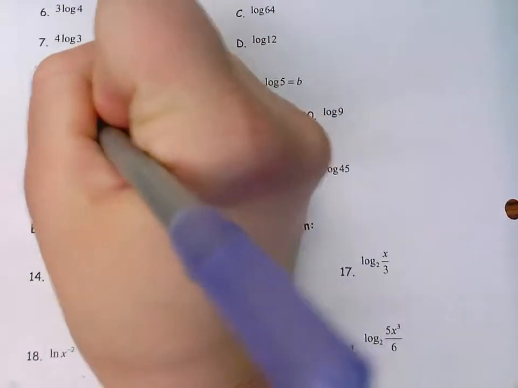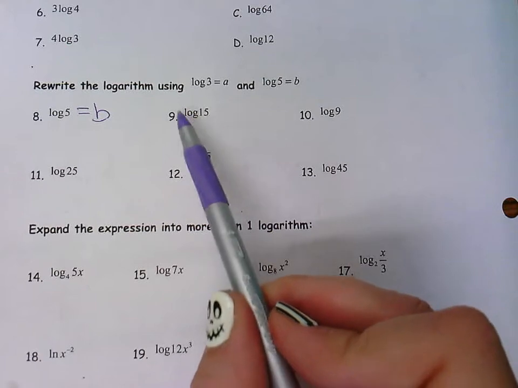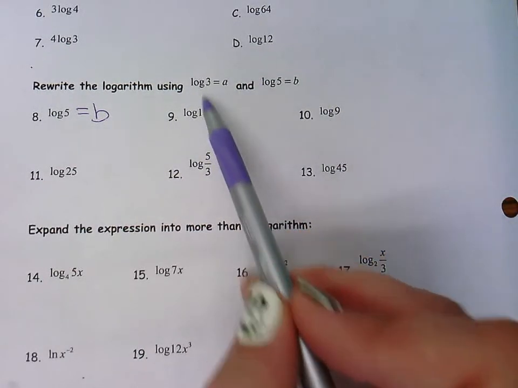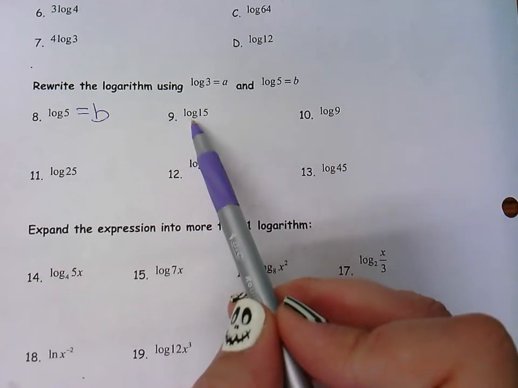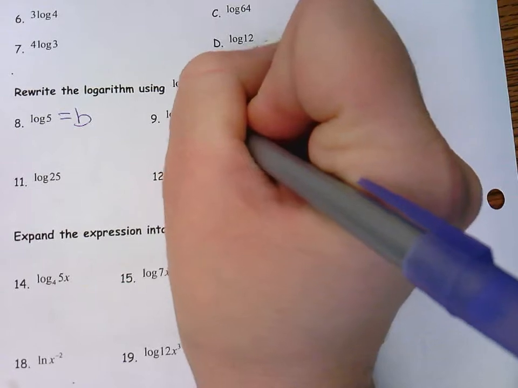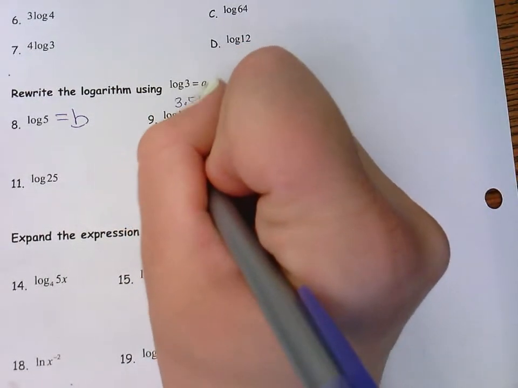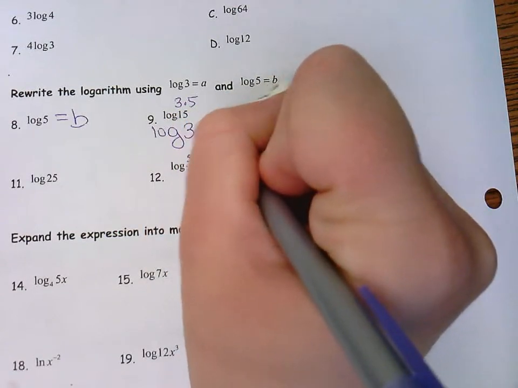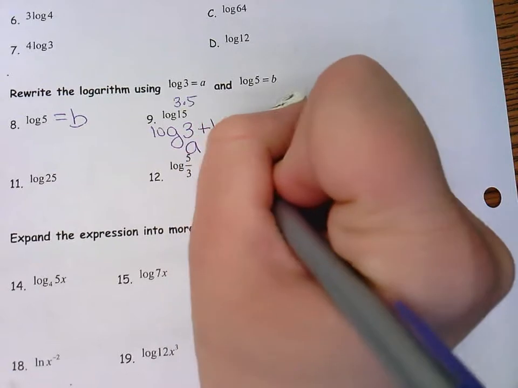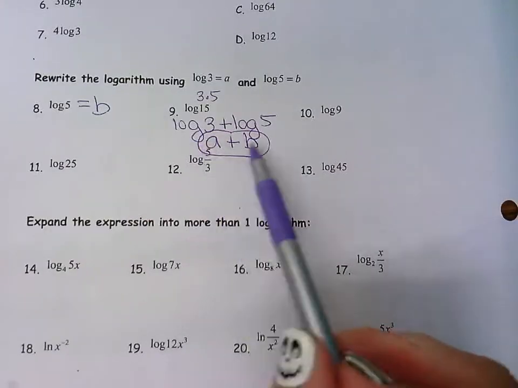For example, the log of 5, we're representing that with b. But if I wanted to represent the log of 15, how can I use a and b to represent the log of 15? 15 is 3 times 5, right? So the rule is that I can take the log of 3 and add the log of 5. So I'm really taking a and adding b. The final answer would be a plus b.